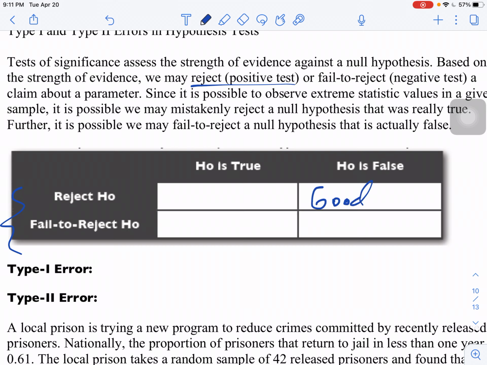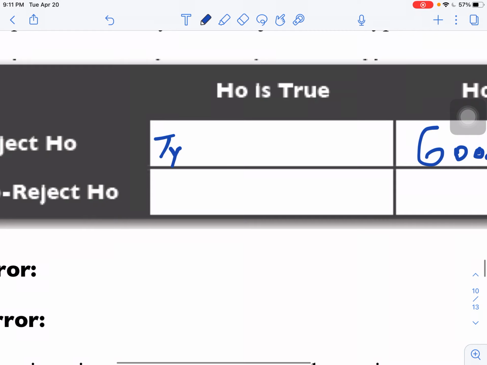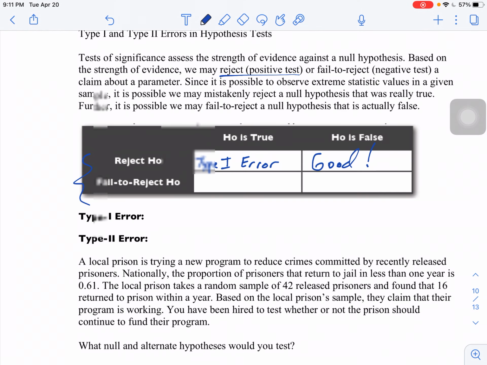So rejecting a false null is a good outcome, and that's this outcome right here. So I'm going to write good right here. Then the other one where we're rejecting a true null, well, that's a mistake. That's an error, and that's what we call a type 1 error or a false positive test. You may have heard that terminology before. So a type 1 error is a false positive. It's a positive test, right? But it has a false outcome. So we have a type 1 error when you're rejecting a true null and a good outcome when you're rejecting a false null.